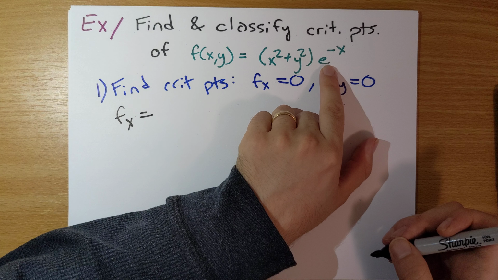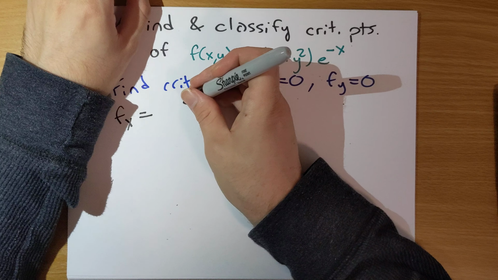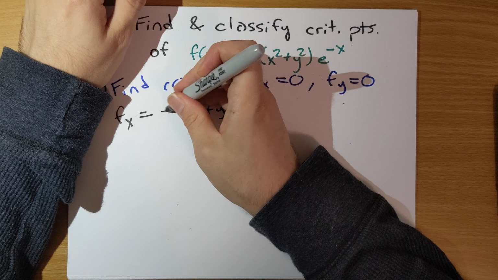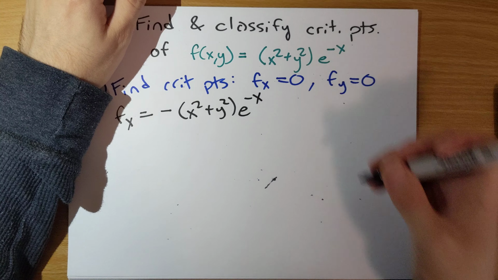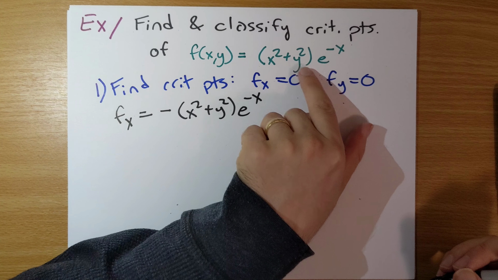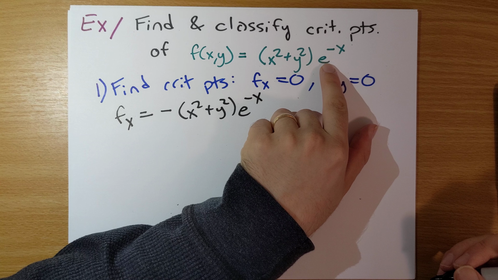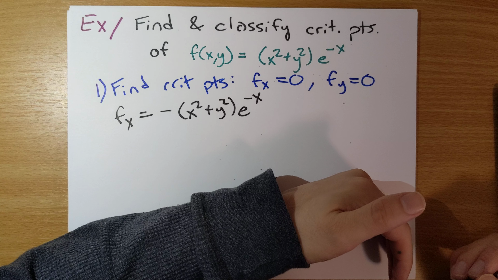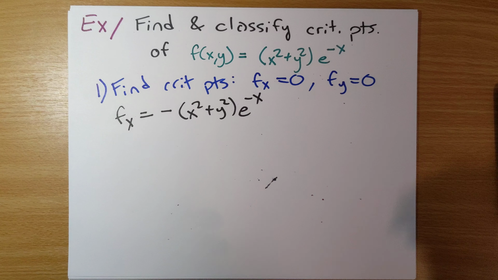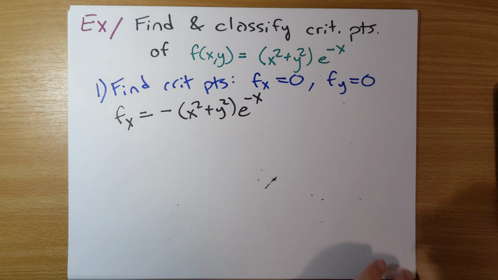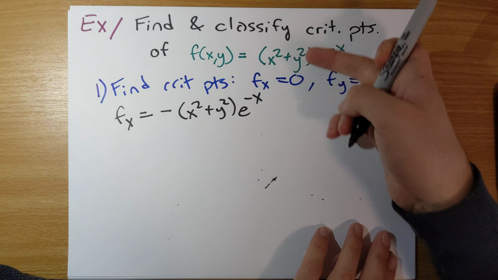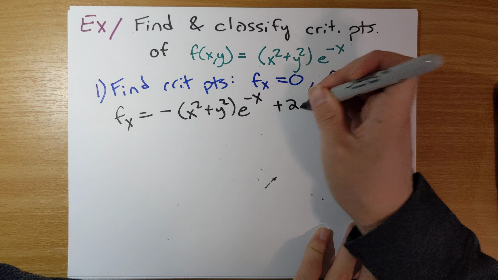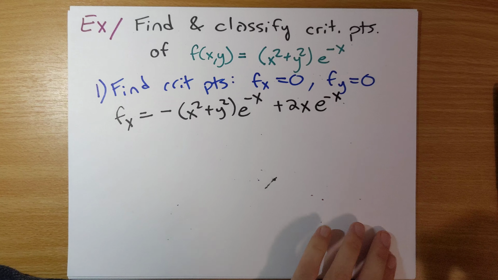I take the derivative of e to the minus x. So I'm going to have x squared plus y squared times the derivative of e to the minus x, which is minus e to the minus x. Now I'm going to leave the e to the negative x alone. When I say the derivative, I should be clear: we're taking the derivative with respect to x, the x partial derivative. The partial derivative of x squared plus y squared with respect to x is going to be 2x e to the negative x.